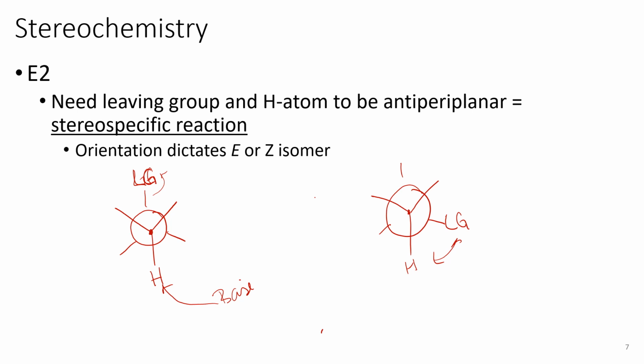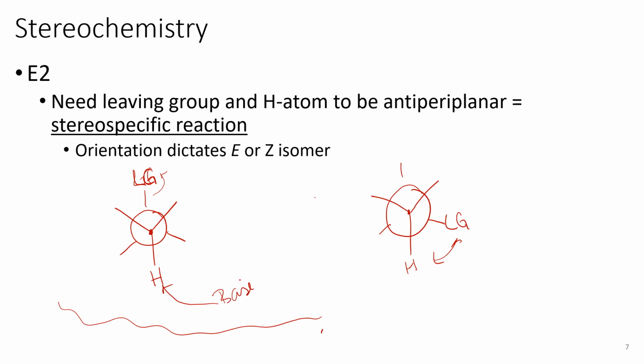This is kind of the same rationale that we saw with the backside attack in the SN2 mechanism. We have to have the spatial arrangement for two things to happen at once. For the base to come in and pull out the hydrogen and the leaving group to leave all in one step, we have to make sure that they have the space to do so. And the only way they can adopt and have enough space is to have this anti-periplanar relationship within the molecule.